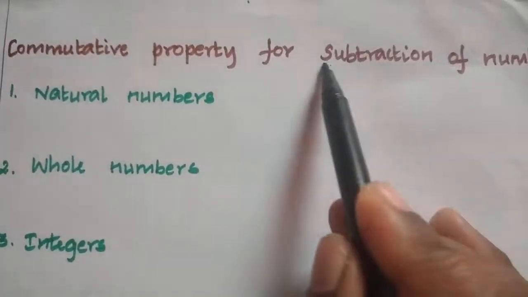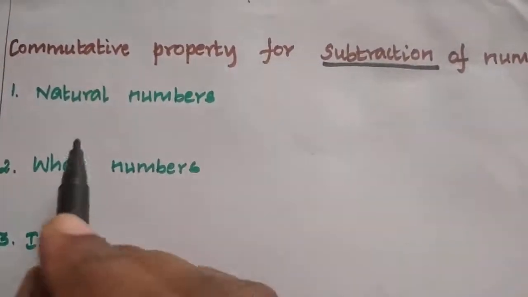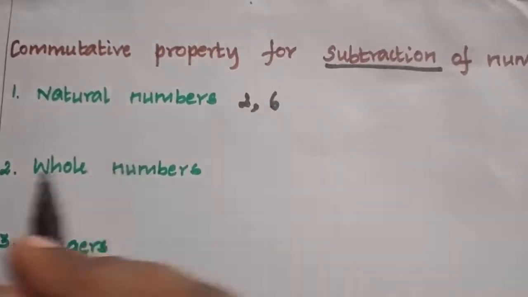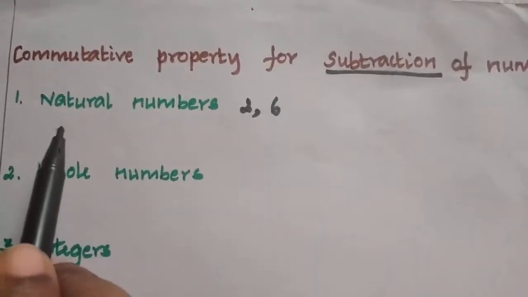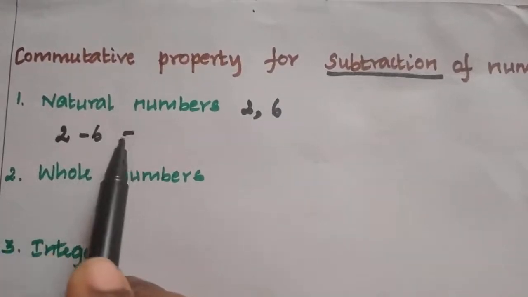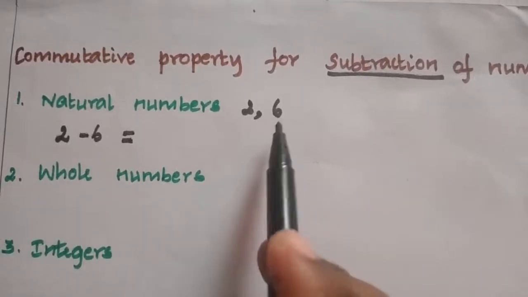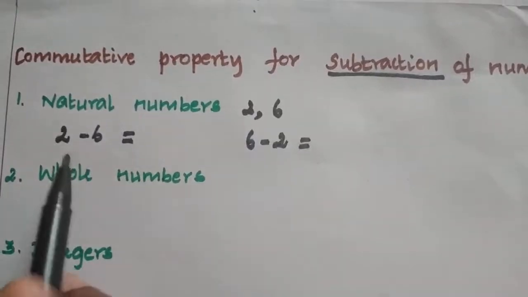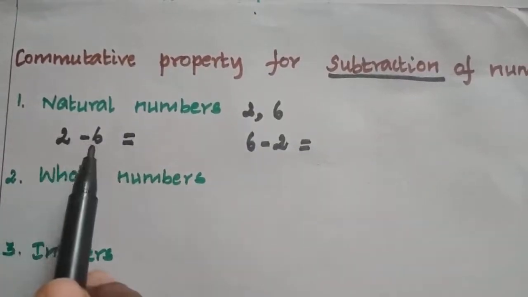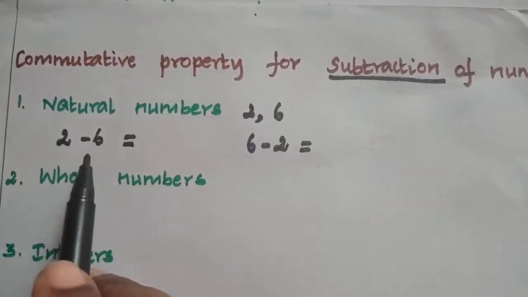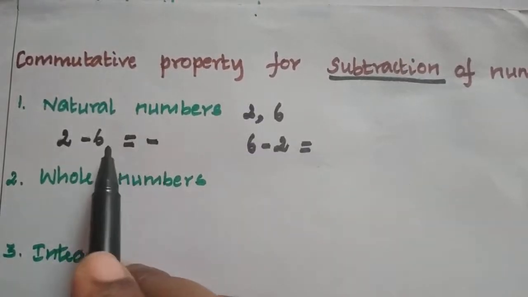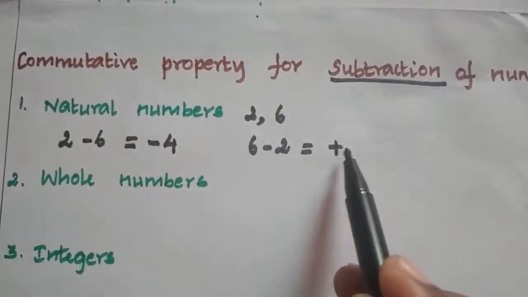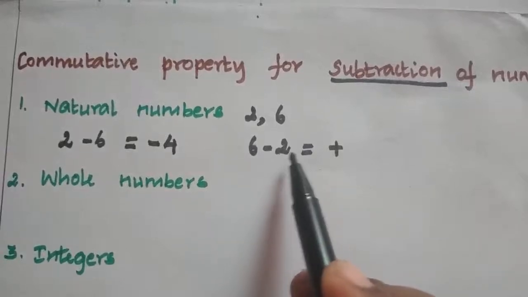Commutative property for subtraction of numbers. Natural numbers. Let us take two natural numbers, 2 and 6. 2 minus 6. Now we are going to interchange these two natural numbers. 6 minus 2. So find the answers for this one. So these two are in different signs. So subtract and write the greater number sign. The greater number sign is negative and the difference between 2 and 6 is 4. So here the greater number sign is positive and the difference between 6 and 2 is 4.